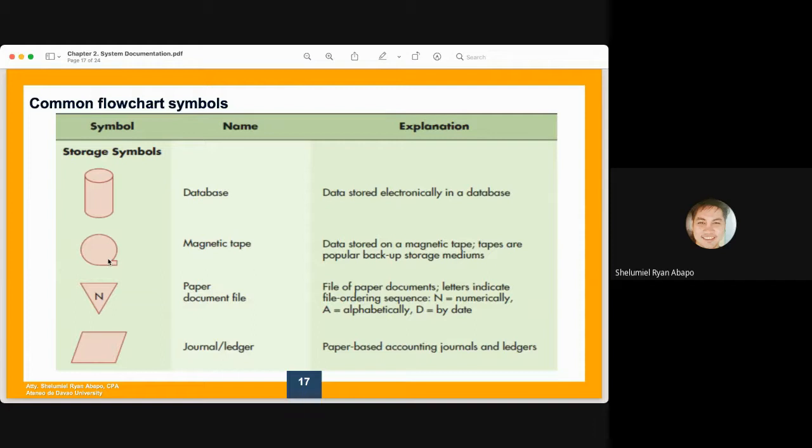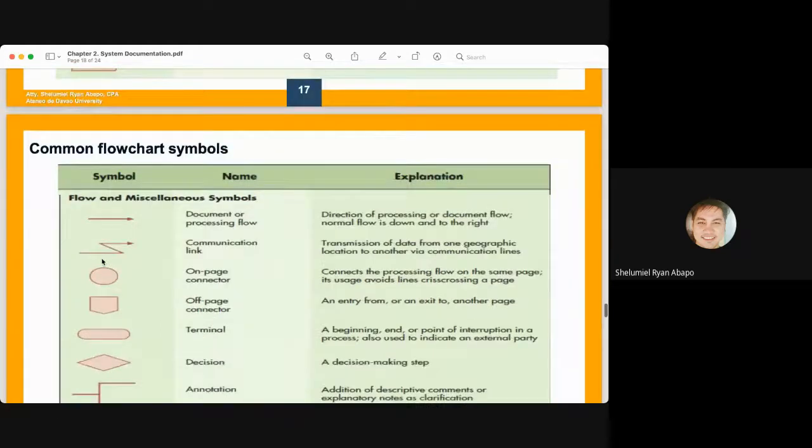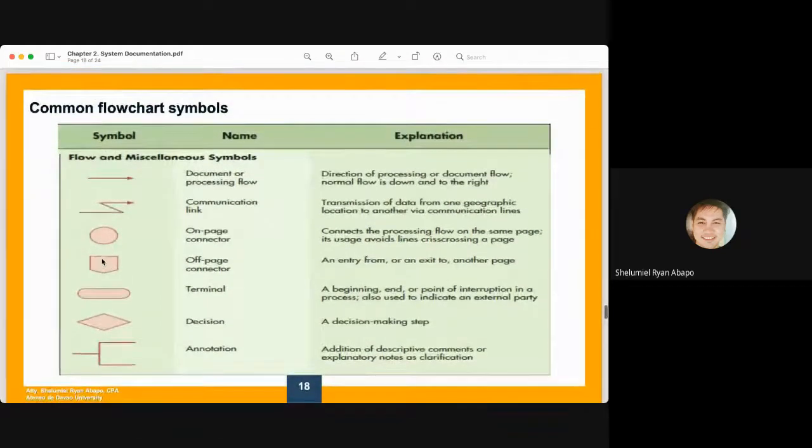journals and ledgers. And for flows and miscellaneous symbols, these are the symbols used to represent now the flow of document or the process, which is basically an arrow. A zigzag arrow that looks like a lightning is a communication link, which is the transmission of data from one geographic location to another via communication lines.